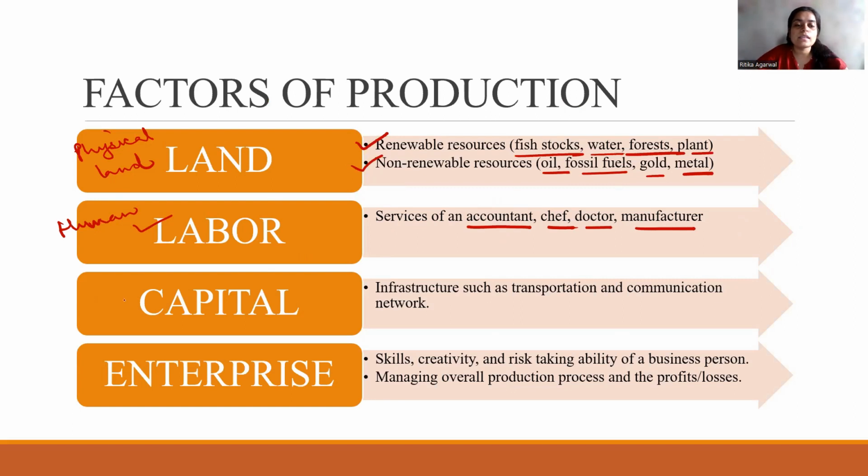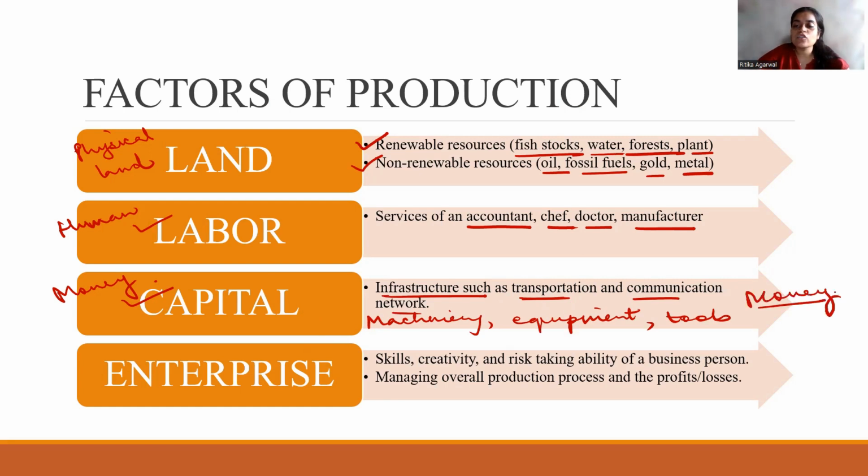And the third one is capital. In simple terms, this is money. Or you can say when money is used to buy machinery, equipment, tools, techniques, anything that is used inside the business firm to actually produce goods and services. It may also include infrastructure, transportation, communication network, etc. So all these things are backed by money. Capital in general is also related to the money that is used in the production process.